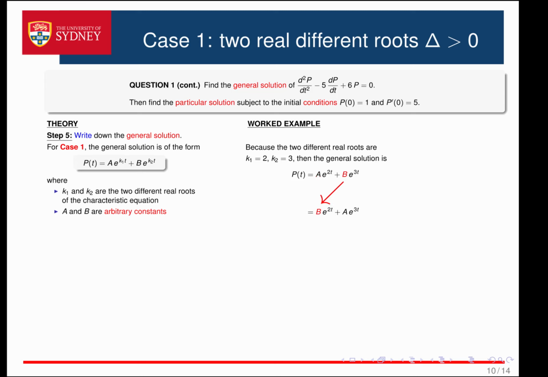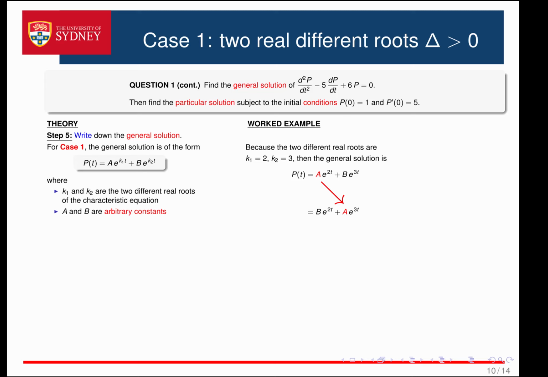Now we note that we could have swapped the names of the arbitrary constants. This would give us b e to the 2t plus a e to the 3t. This second form is still a general solution of the differential equation, albeit in a different form. You can choose which form to use. If you continue on to find the particular solution, then whatever form you use for the general solution, the particular solution will turn out to be the same. We will see this later.